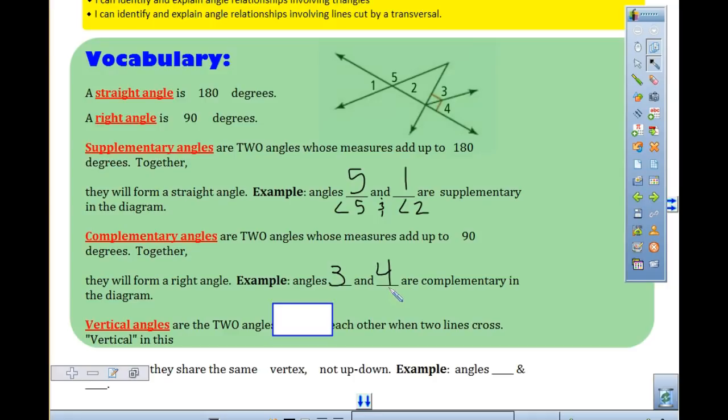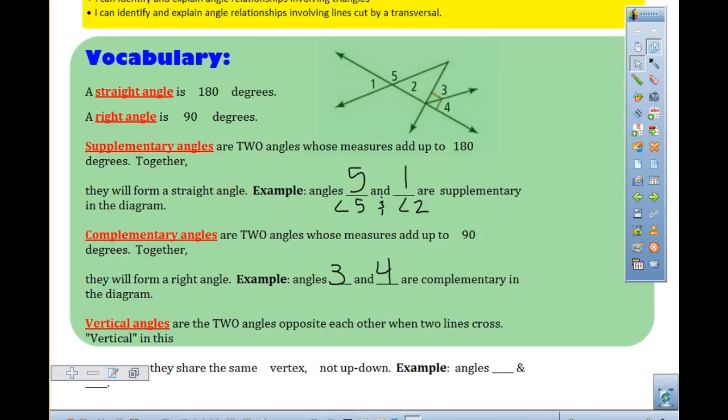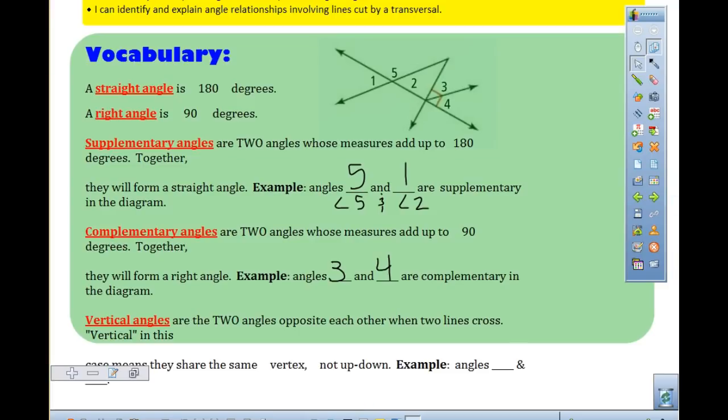Then the new one: did you have vertical angles at all last year? Anyone remember vertical angles? I think that's a newer one this year. Vertical angles are 2 angles, and this is what it says, that are vertical to each other. As you are reading this, it says 2 angles that are opposite when 2 lines cross. So it has to be 2 lines crossing. Okay?